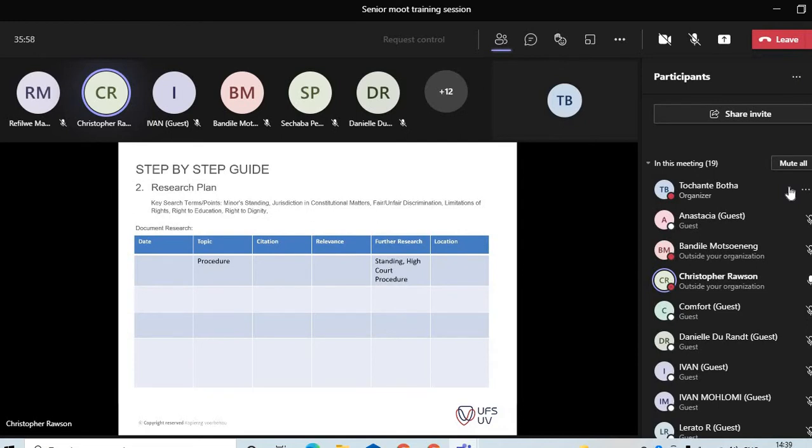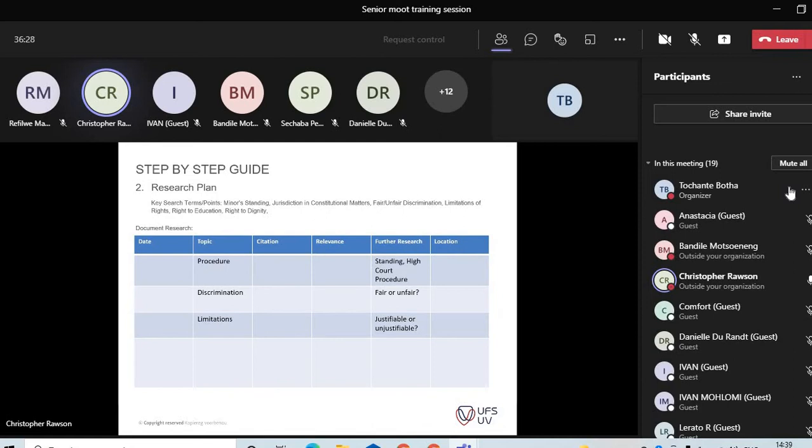So just to give you an example here, the topic could be procedure, and once we have read the sources, we'll see that we'll have to research standing, so locus standi in court, and we'll also have to look up the High Court procedure. How do you bring an application before the High Court? What is required for you to do that? We also know that we are going to deal with discrimination. We can ask ourselves, is it fair or is it unfair? And we're going to go research what is fair discrimination, what is unfair discrimination.